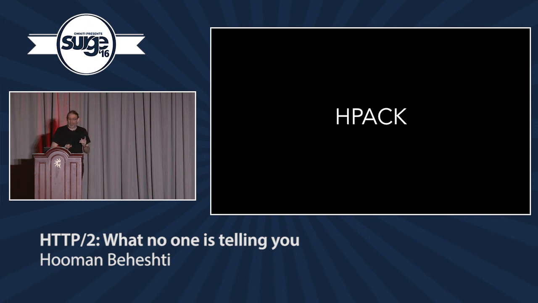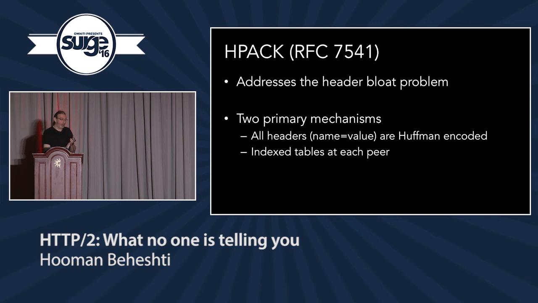Let's talk about HPACK. HPACK is RFC 7541 and addresses the big headers problem, right? We had big headers, repetitive, bloaty headers. Let's solve the problem. There are two primary mechanisms in HPACK. One is that all headers are Huffman encoded when they're sent from clients to servers and backwards, and the other way in headers frames. And there are two tables that the two endpoints build. The idea is that instead of sending 'user agent is blah, blah, blah', you send index 3. That's all you need to send, and this is the way you get compression.